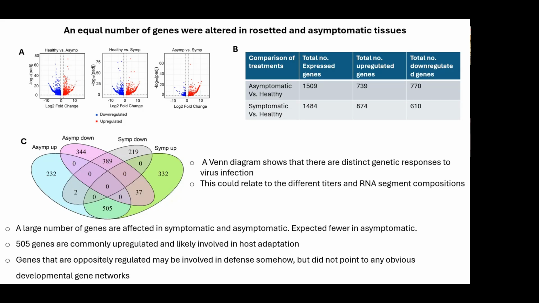Then we looked at the genes which were oppositely regulated, which were more interesting when we saw them. We found there were 37 genes which were symptomatic up, and they were shared with asymptomatic down. When we saw this, before we looked into the details of the function of these genes, we were so happy because it would answer the cause of rosetting which we see in symptomatic. And then we got two more genes which were asymptomatic up and symptomatic down. When we looked at the details of these 37 and 2 genes, they were focused more on the developmental side.